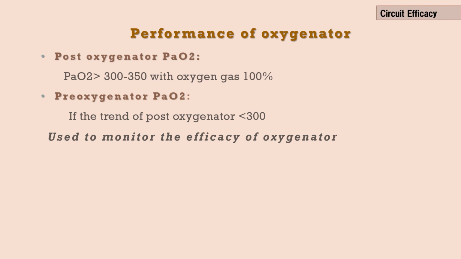It is important to monitor post-oxygenator PO2 at least twice per day. PO2 should be more than 300 to 350 with oxygen saturation 100%. If it decreases to less than 300, we can go for pre-oxygenator PO2. We can monitor the efficacy of the oxygenator every day by this method.